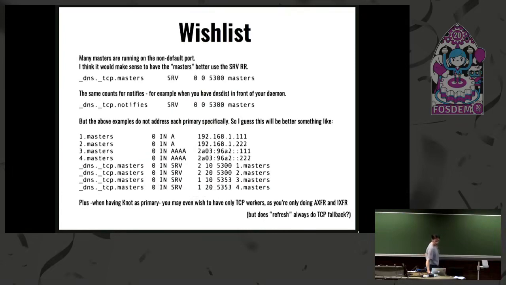So I still have a wish list that I would like to have added in the expired draft for catalog zones, which is to define your masters with the SRV record. Let's see, sorry, I have to read from my slide. And do your masters a bit different. Well, the code example speaks for itself.